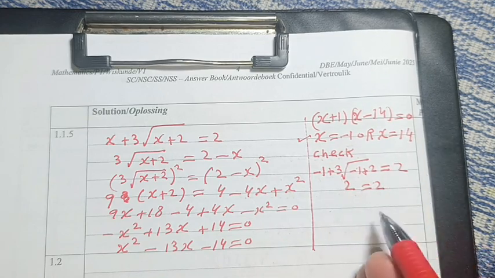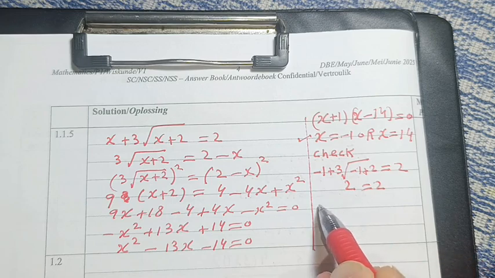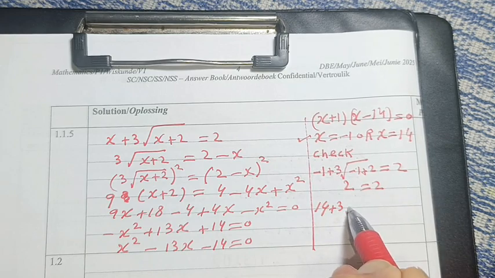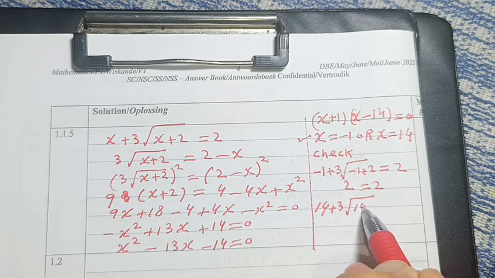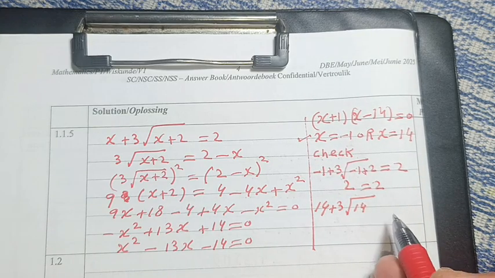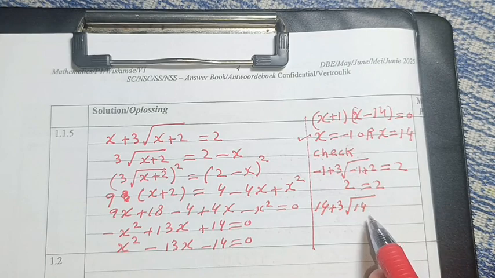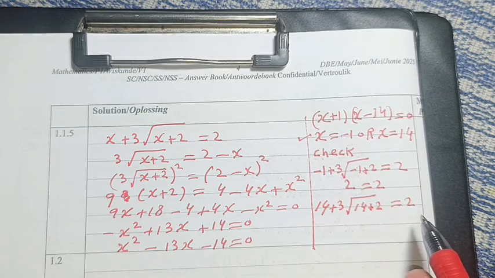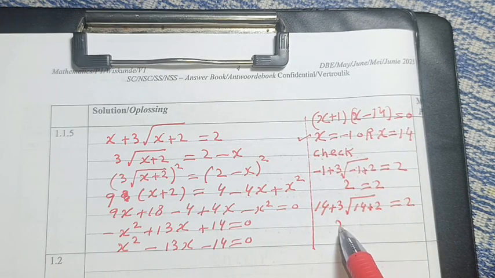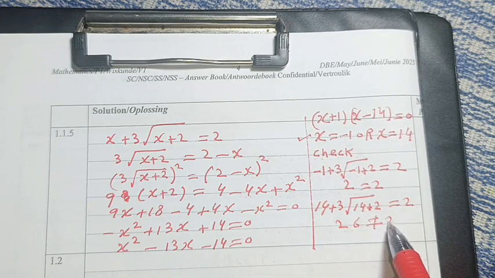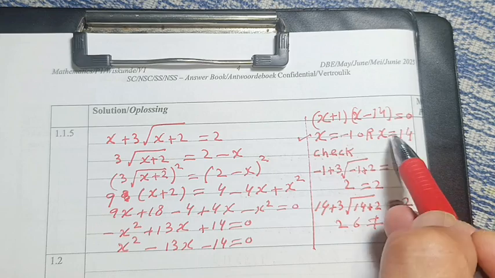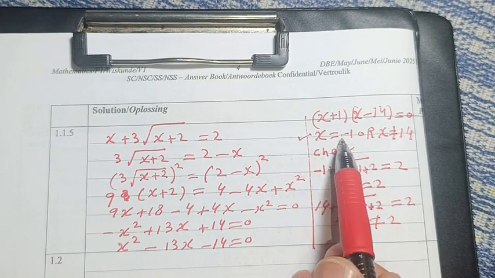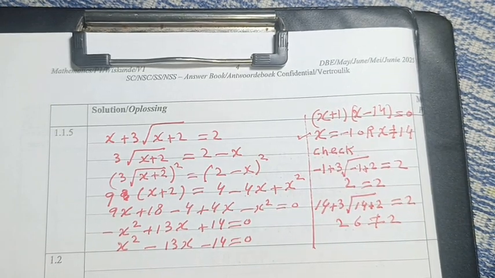Second one now, 14. So 14 plus 3, in place of x I'm using the 14 now, plus 2 should be equal to 2, but this one is coming equal to 26, which is not equal to 2. So this one is not applicable, so only one solution, x is equal to negative 1.